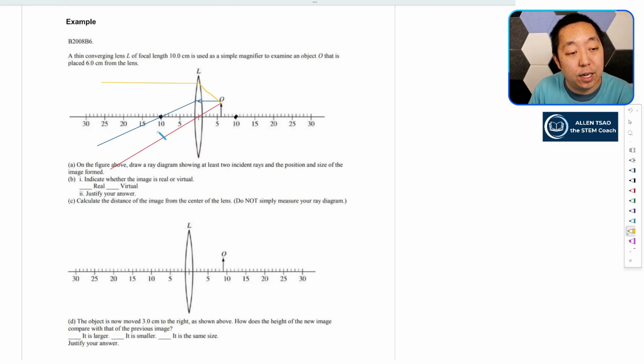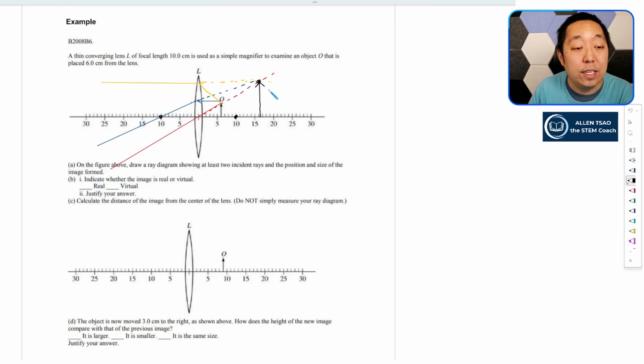Now you can notice there, we're not going to get a real image. It's not going to intersect over here. In fact, what we would have to do is back trace. And again, when you have this on paper, and you do get paper for the AP exam for this kind of stuff, you will get to use a ruler if you need to. And where they intersect is where the image is located. So the image would be located here.